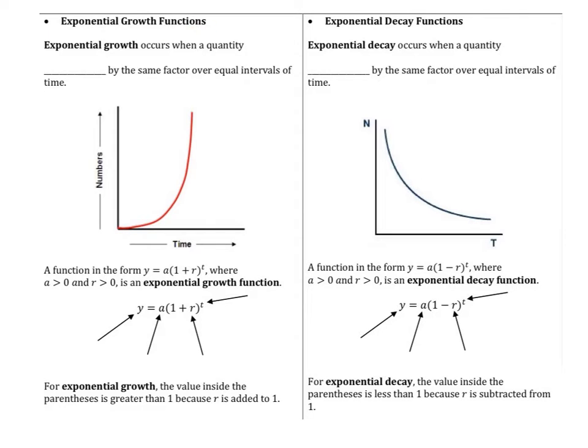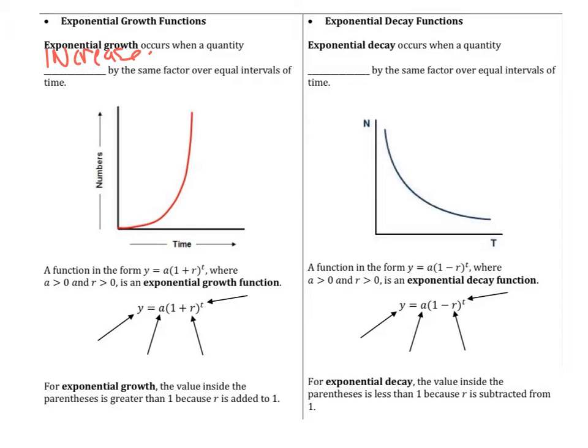Exponential growth functions. Exponential growth occurs when a quantity increases by the same factor over equal intervals of time. So here's my time on the x-axis and my numbers. Notice this exponential growth happens very, very rapidly. Okay, it's not slowly shooting up like a line. It is growing very fast. A function in the form y equals a times (1 plus r) to the t, where a is greater than 0 and r is greater than 0, is exponential growth.